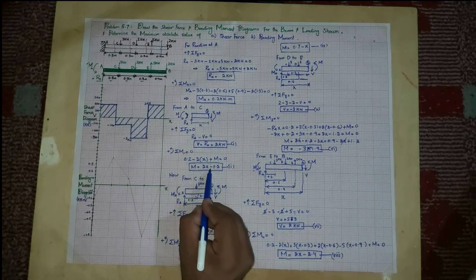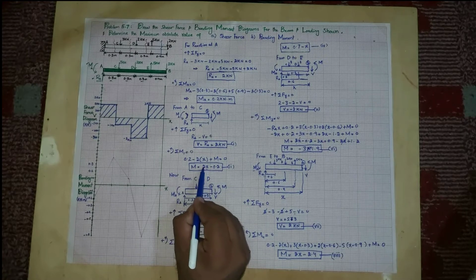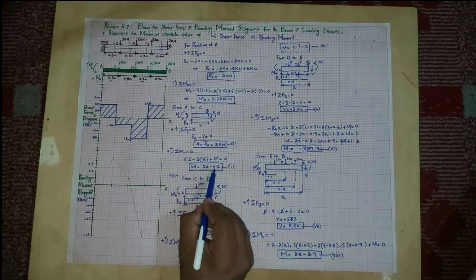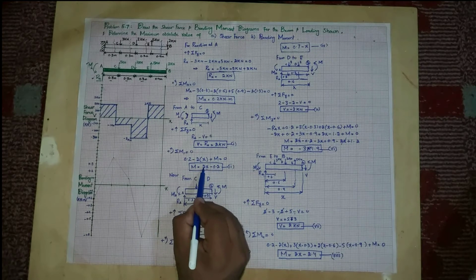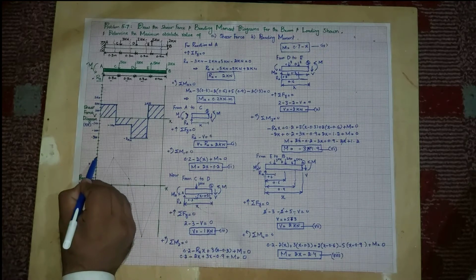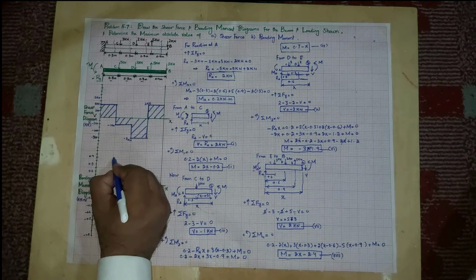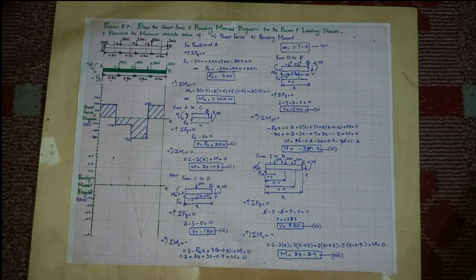So if you put 0.3 over here, x is 0.3, which will be equal to 2 into 0.3, it will be 0.6, and when you subtract 0.2 from 0.6, it will be 0.4. So let this is 0.3, this will be 0.4 kilonewton into meter. So this point is 0.4.